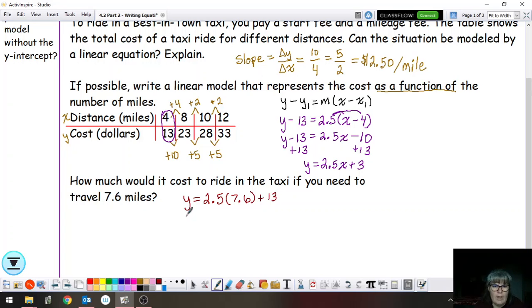So we have y equals 2.5 times 7.6 is 19 plus, oops, that shouldn't be 13, that should be a 3. Didn't copy very well. And 19 plus 3 is going to be $22 to travel 7.6 miles.